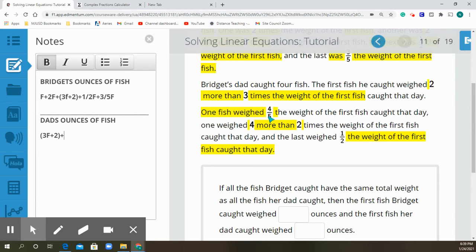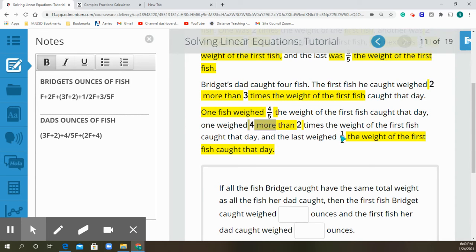one fish weighed 4/5 the weight of the first fish caught that day. So 4/5 F plus a fish that weighed 4 more than 2 times the weight of the first fish. So 2 times the weight of the first fish plus 4 more. So it's 4 more than 2 times the weight of the first fish.